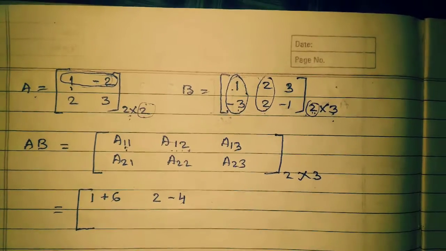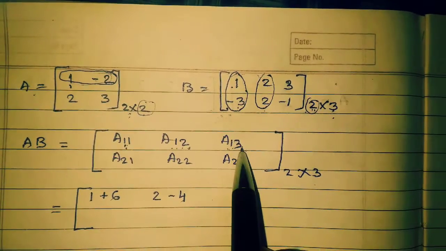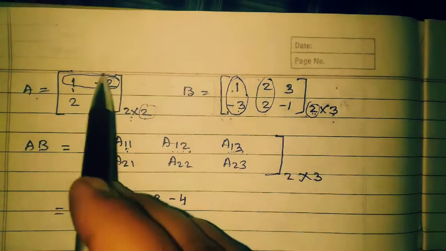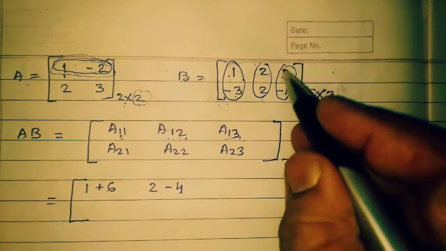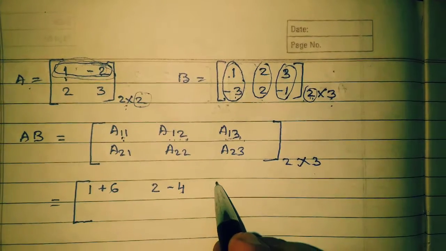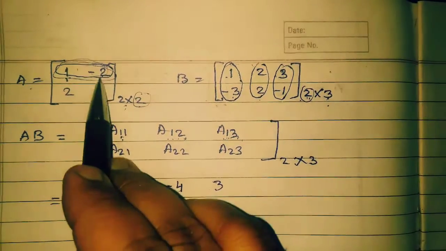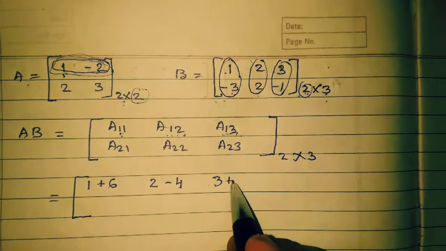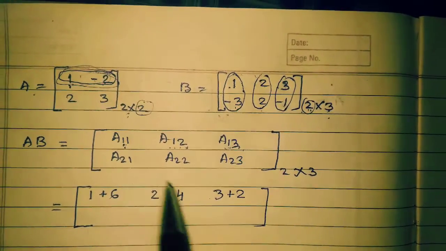Clear, student? Now A13, what is A13? A13 means first row and third column. So first row of the first matrix, that is 1, minus 2, and third column of the second matrix. What is coming here? 1 into 3, it is coming 3, and minus 2 into minus 1 is coming plus 2. Clear? Similarly, we'll find out A21.